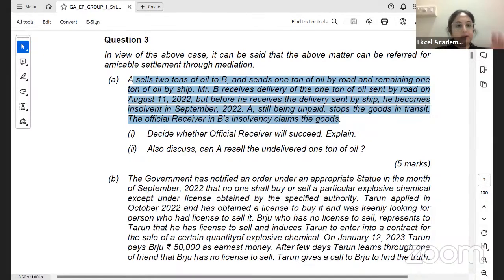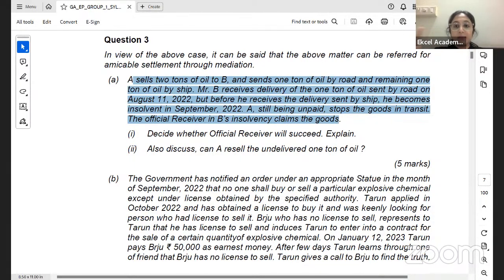See here what happened. A is sending B 2 tons of oil. 1 he sent by road, which has reached B and he has received it. Okay, so now nothing can be done. The other 1 has to go by ship. Before it reaches B, we came to know that B has already become insolvent. We have sent the goods, it's on the way. Okay, B has become insolvent and we have not received money for that.